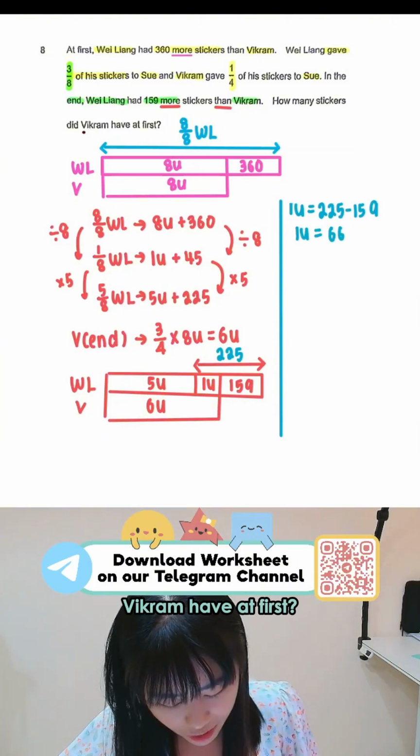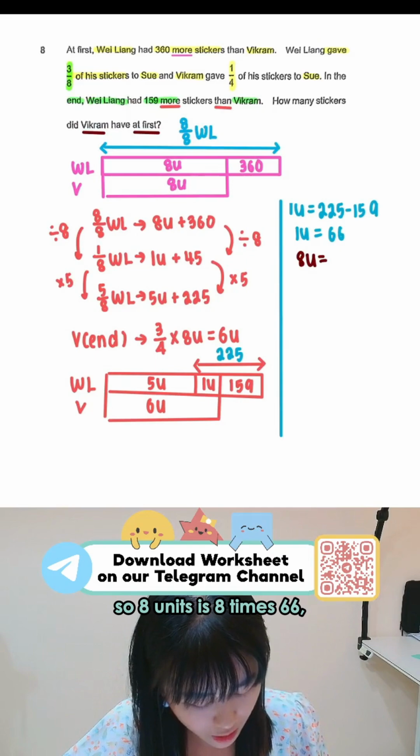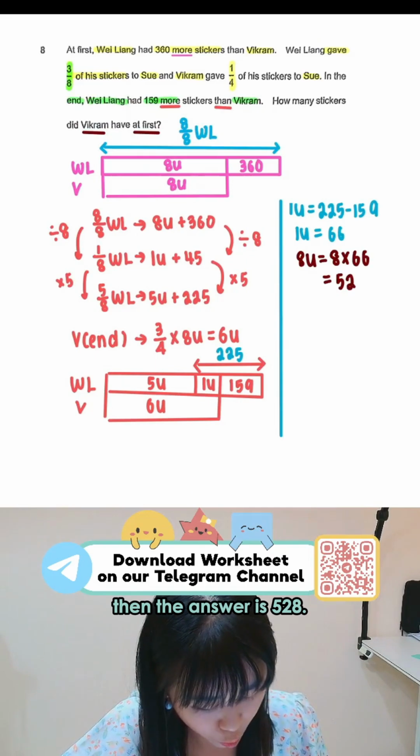How many stickers did Vikram have at first? So Vikram, isn't it, have 8 unit at first, right? So 8 unit is 8 times 66. Okay, then the answer is 528.